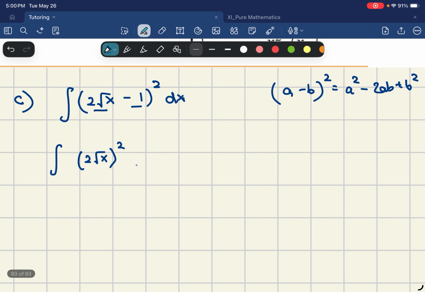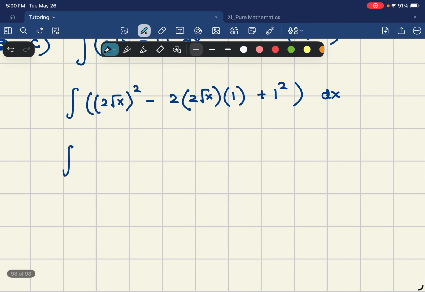All right. Minus 2, what is a? Is just 2 root of x. And what is b? b is just 1, right? So you just want to take b here. You don't care about the sign because you already adjusted the sign here. You have a minus sign here. Plus b is just 1, so 1 squared. And then you have dx. That is what you get.